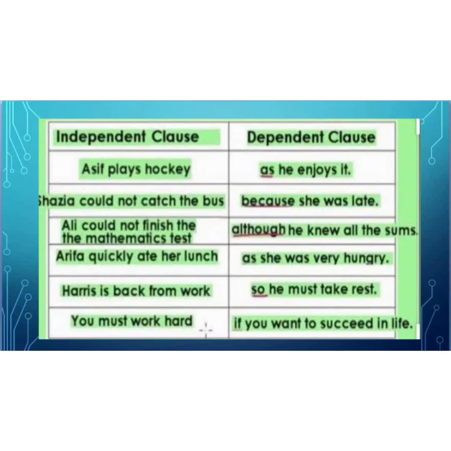Ali could not finish the mathematics test, although he knew all the sums. So from all these examples, we can understand that a dependent clause is always joined with the help of as, because, although, and many other joining words: whenever, because, while, unless, after, before, and many more. While an independent clause is a complete sentence. It can stand alone. It gives us a complete thought and meaning.